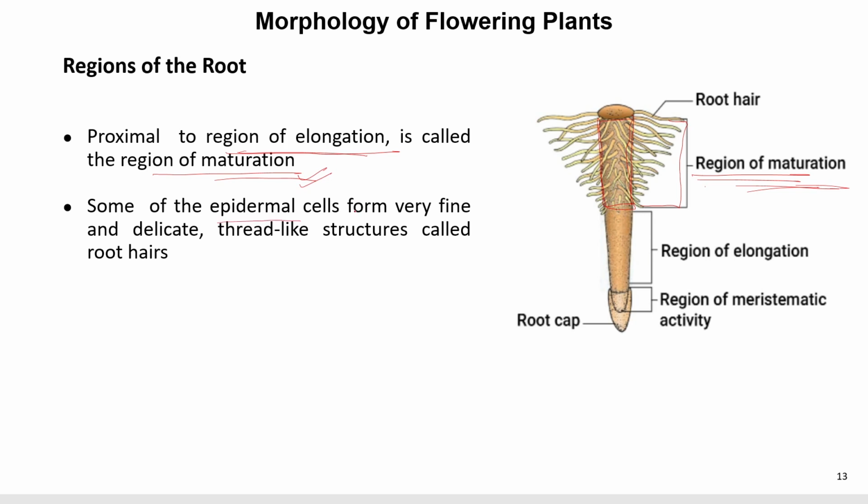Some of the epidermal cells form very fine and delicate thread-like structures called root hairs. Like this, they form the root hairs. So the region of maturation is responsible for the formation of root hairs. Sometimes the question can be asked: in which of the following regions are root hairs present? Region of maturation, region of elongation, region of meristematic activity, or root cap. The answer will be region of maturation.